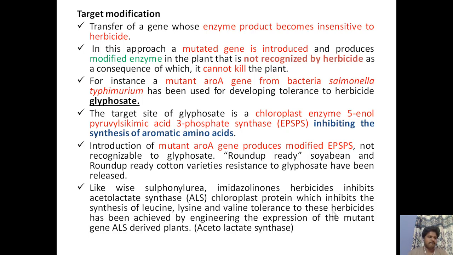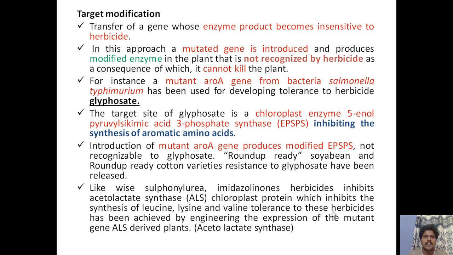It may be a monotonous lecture, so I will show you. In some movies, the person who is trying to escape just changes his dress so that the people who are trying to find him don't look for him, because they are looking for his old dress. In the same way, here we introduce a mutated gene that produces a modified enzyme which is not recognized by the herbicide, and that's not going to kill it.